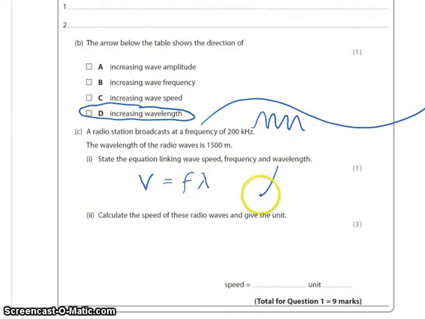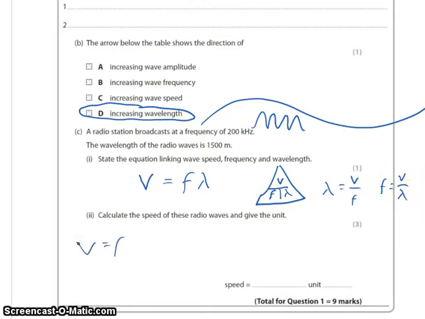But you could equally put anything from this triangle here, F and lambda on the bottom, so we could have lambda equals V over F, or we could have F equals V over lambda. And now you've got to calculate the speed of the radio waves and give a unit.